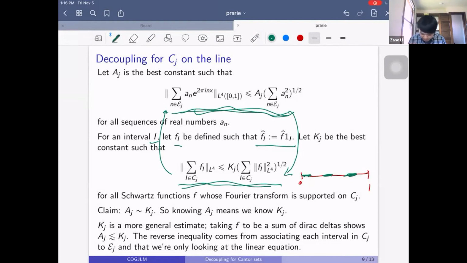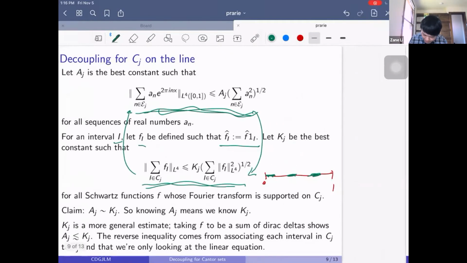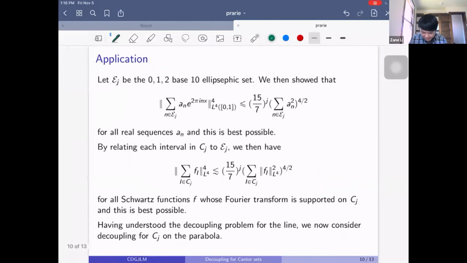I would prove that if I had more time, but if you're interested, we write it out in a lot of detail in our paper. So what does that mean for us? Well, we spent a lot of effort considering the 0, 1, 2 base 10 ellipsephic set.